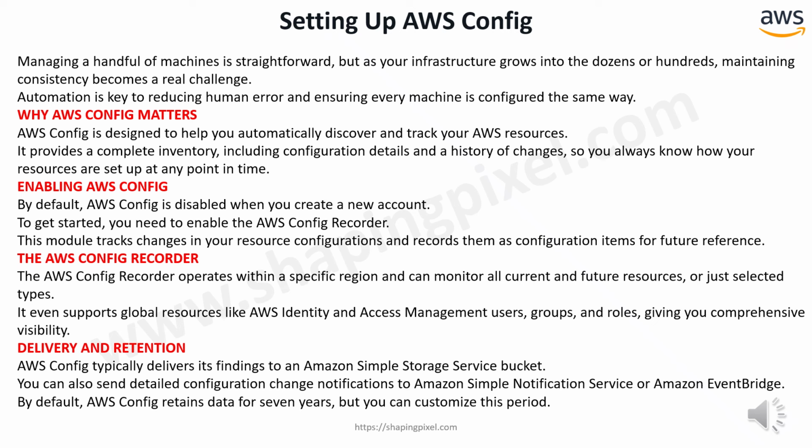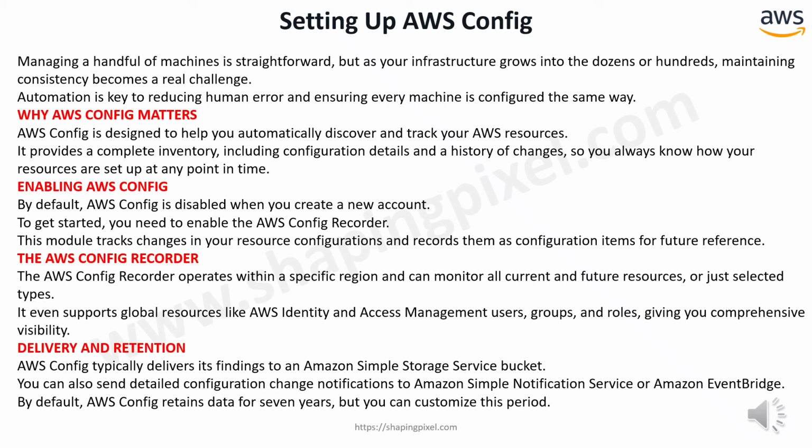The AWS Config Recorder. The AWS Config Recorder operates within a specific region and can monitor all current and future resources or adjust selected types. It even supports global resources like AWS Identity and Access Management users, groups, and roles, giving you comprehensive visibility.